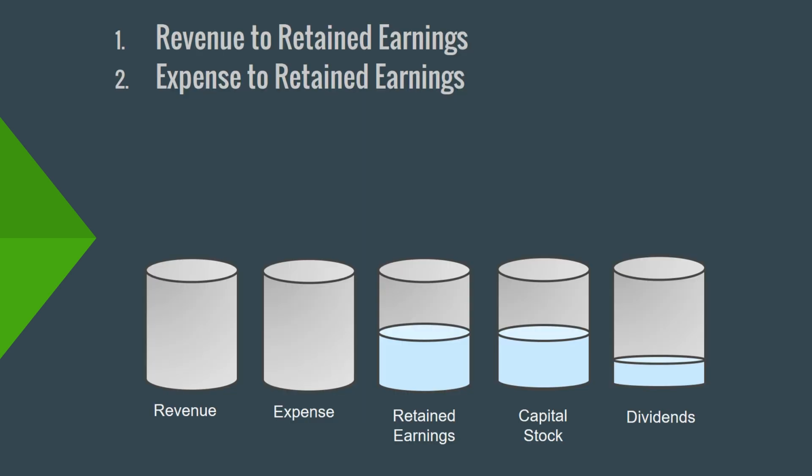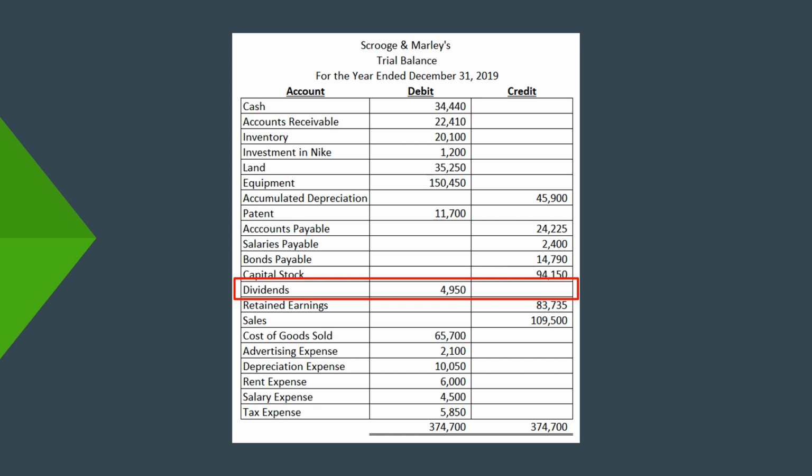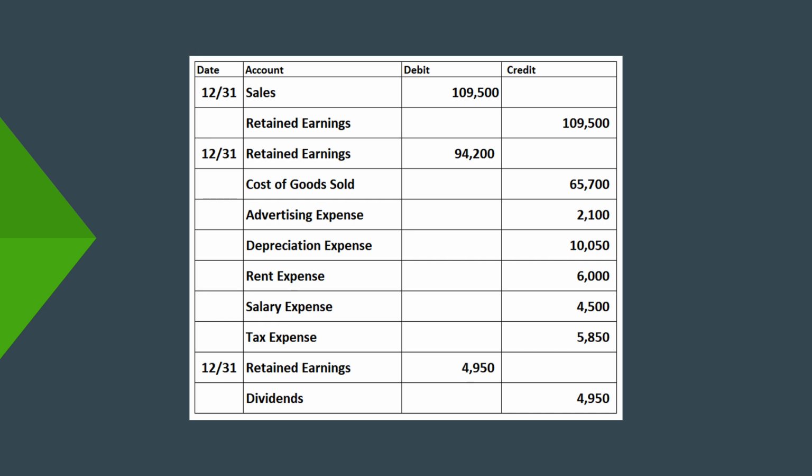Now the last step that we have is dividends. We're going to pour out the dividends into retained earnings as well, leaving dividends at zero. So our dividends have a debit balance of $4,950. So we're going to credit dividends for the $4,950. And then retained earnings is going to get the debit.